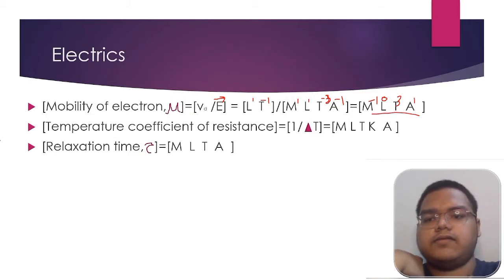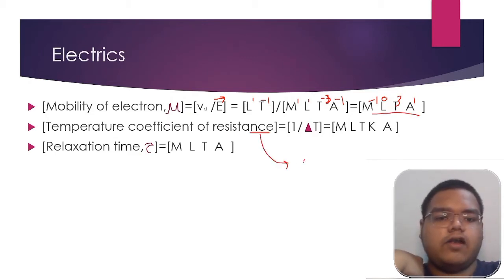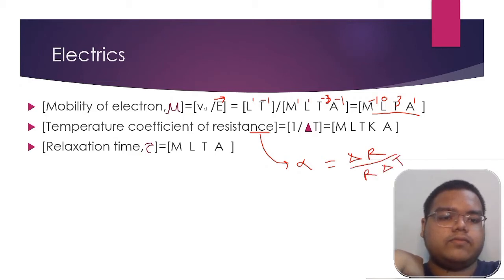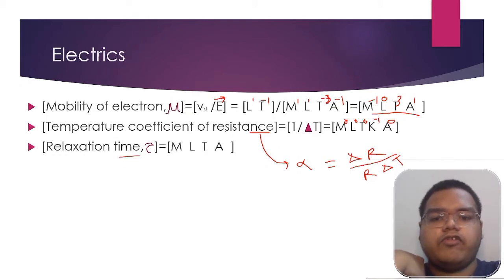Okay. Next, the temperature coefficient of resistance alpha is equal to delta resistance divided by resistance into delta temperature. So it comes out to be the dimension of 1 by delta temperature. So it will be only K inverse and A to the power 0, T to the power 0, L to the power 0 and M to the power 0. Done. Relaxation time T, here it is time, so T to the power 1 and the rest all to the power 0. Bas. You don't have to think about anything else.